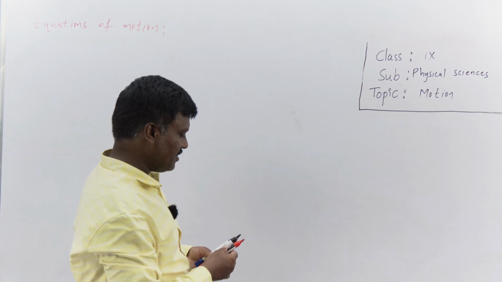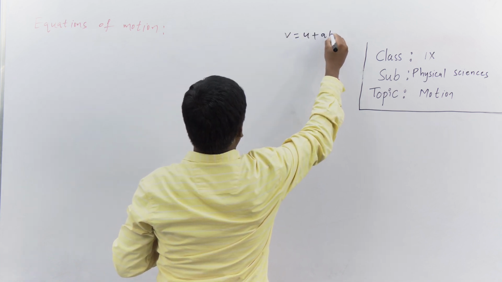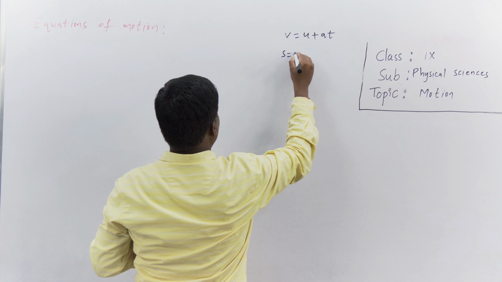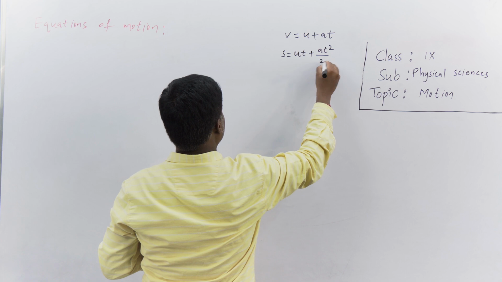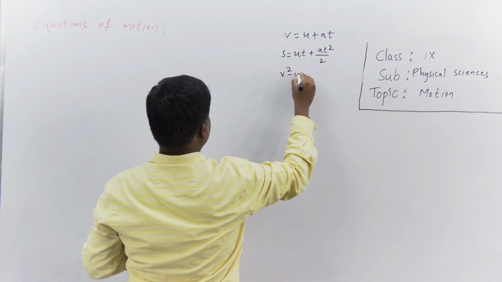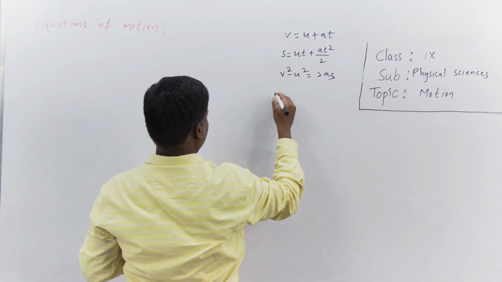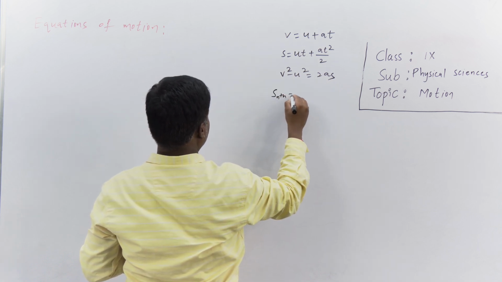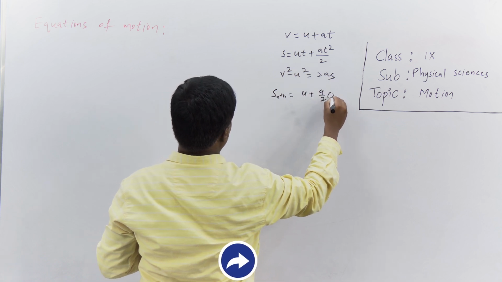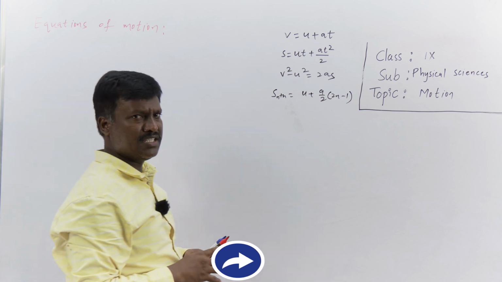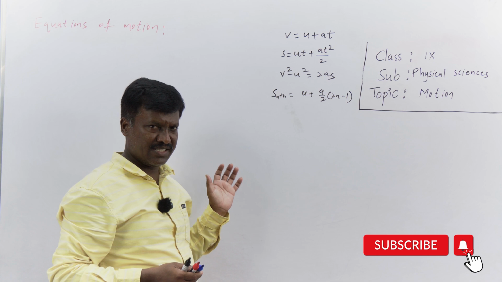One is v is equal to u plus at. This is the first equation of motion. s is equal to ut plus at square by 2. This is the third equation of motion. v square minus u square is equal to 2as. This is the fourth equation of motion. So the distance in the nth second, s_n, is equal to u plus a by 2 into 2n minus 1. These are the four equations of motion we are going to derive in this video.